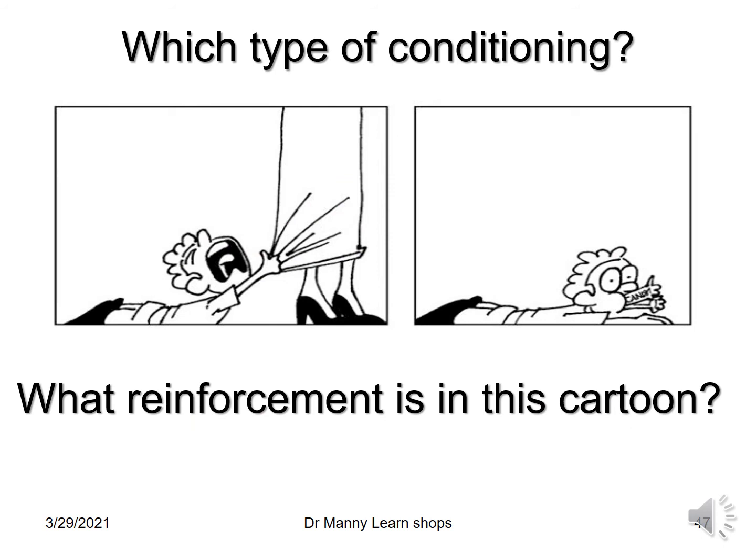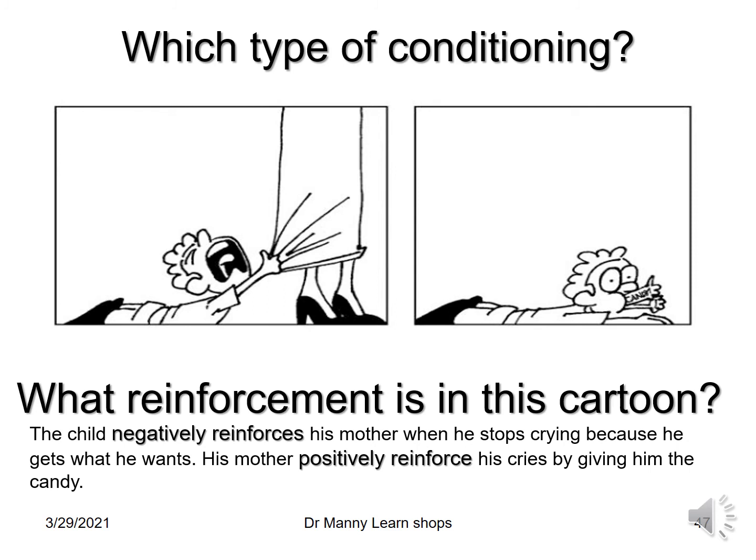Which type of conditioning is this? What's the reinforcement in this cartoon? Kid screaming. Mother shoves a candy bar into its mouth. The child negatively reinforces his mother when he stops crying because he gets what he wants. His mother positively reinforces his cries by giving him the candy.